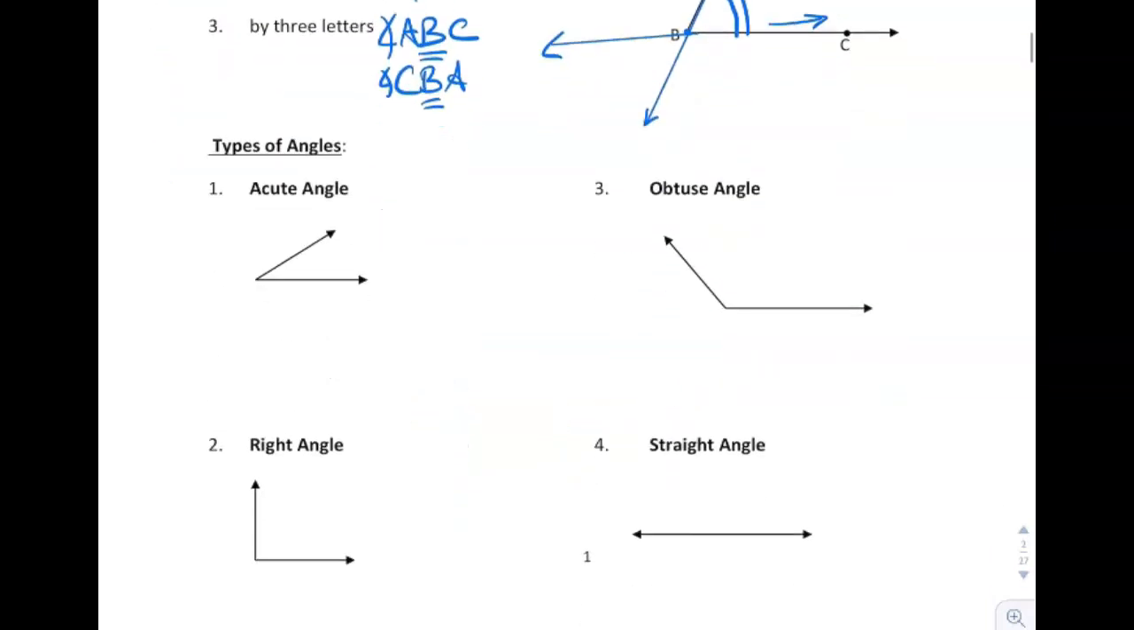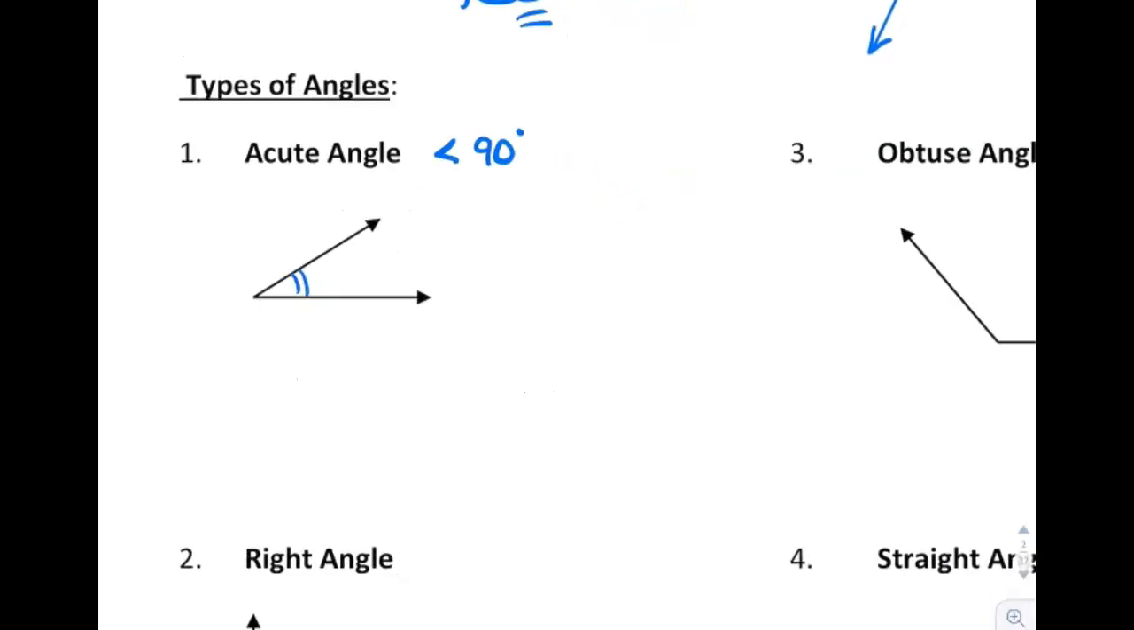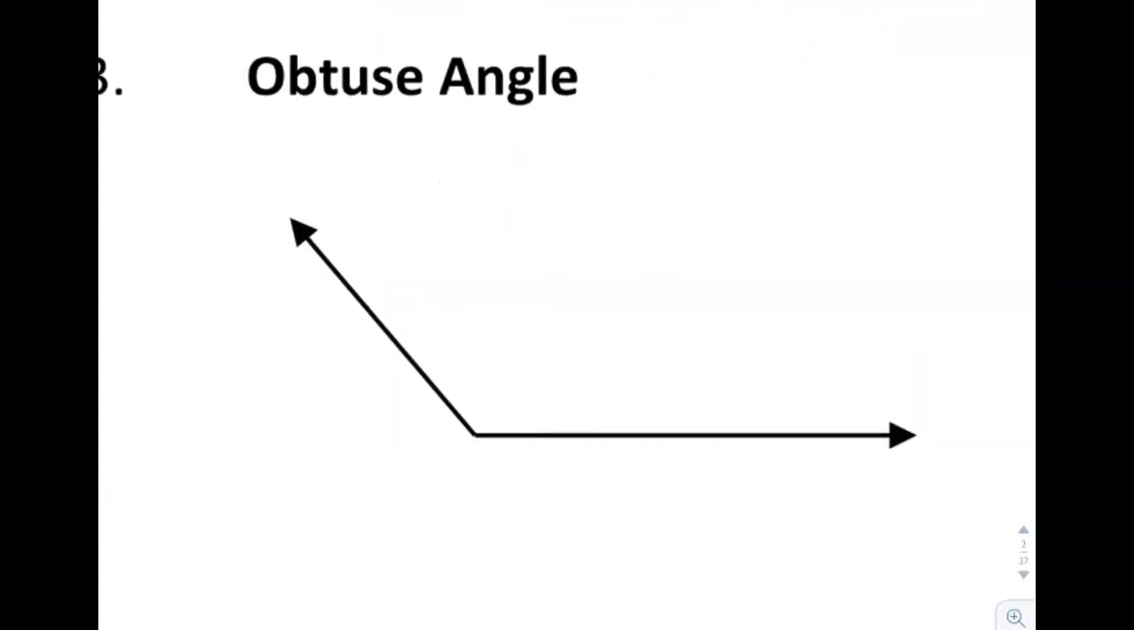Types of angles. An acute angle is anything that is less than 90 degrees. All right, so in this case, that is less than 90. So acutes are small angles, sharp angles. An obtuse angle is anything that is greater than 90 degrees.